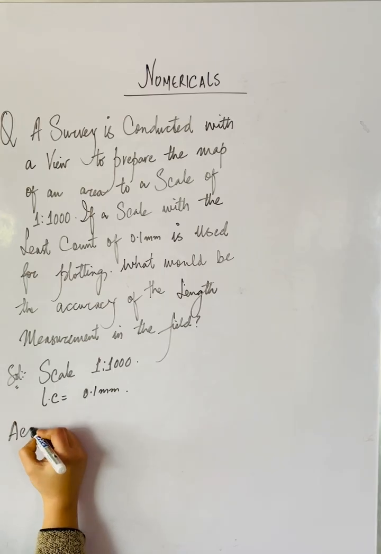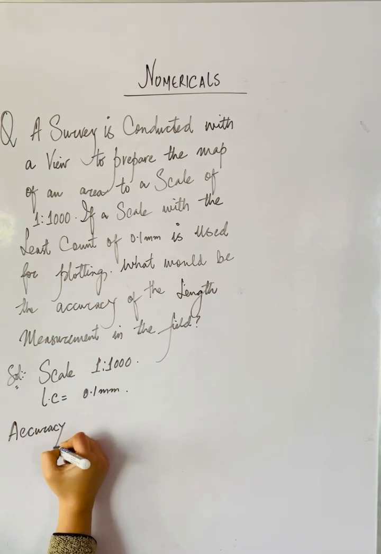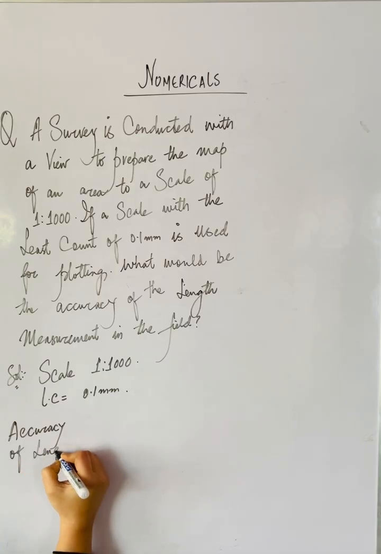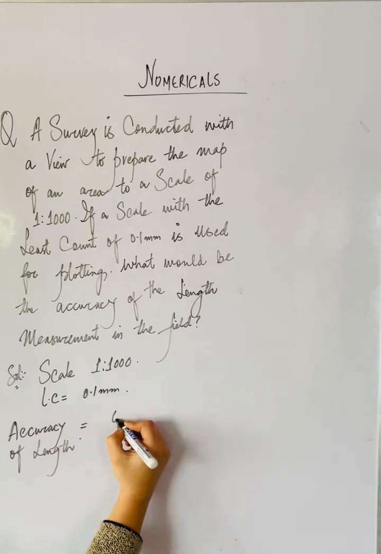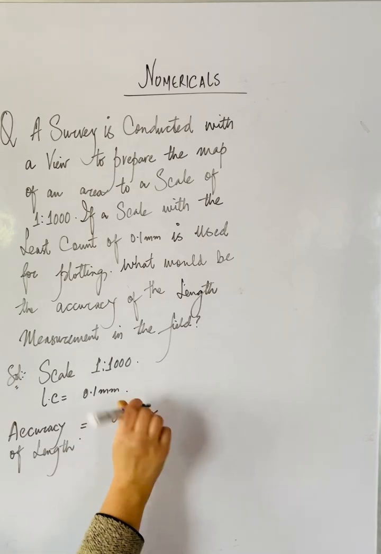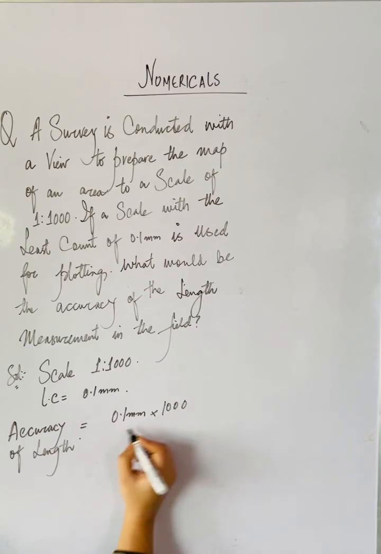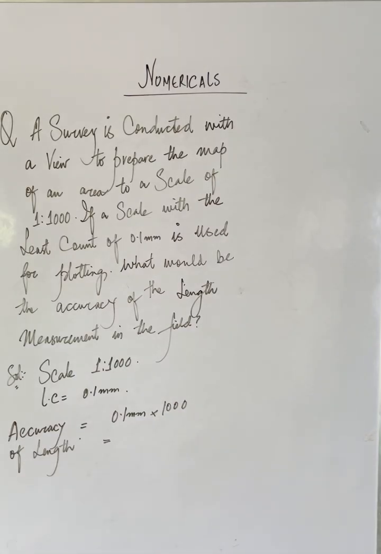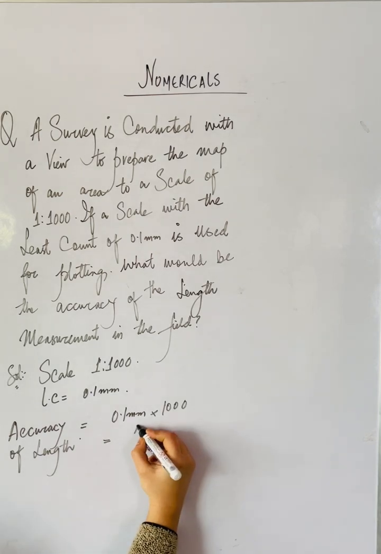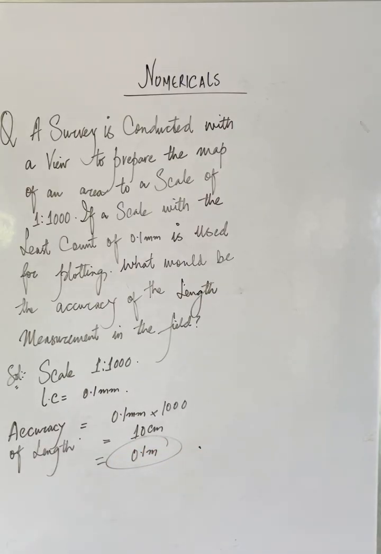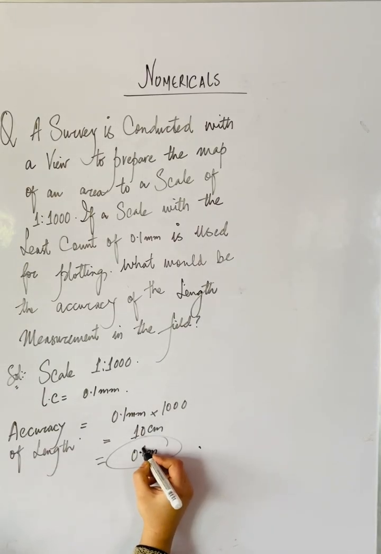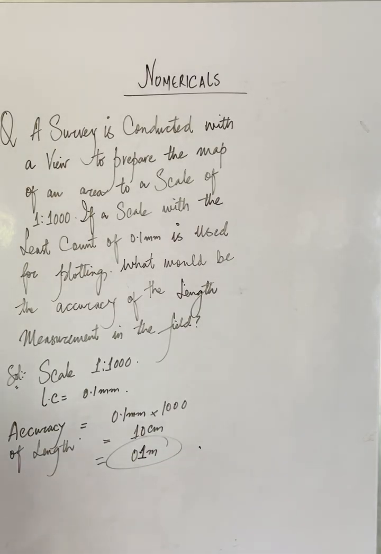The accuracy of length measured in the field will be equal to least count 0.1 mm multiplied with scale, that is 1000, which will come equivalent to 10 centimeters, or I may write it as 0.1 meter. That means the accuracy of length measurement in the field will be equivalent to 0.1 meter, right?